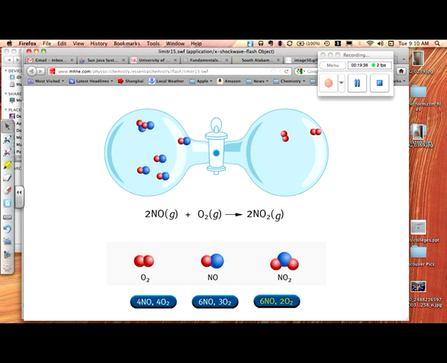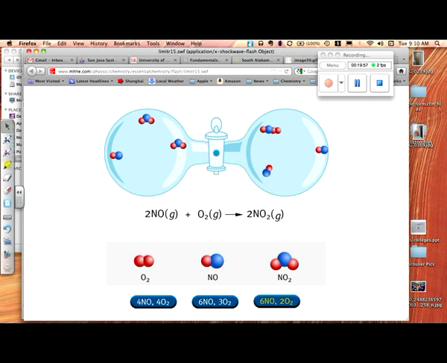Nitric oxide and oxygen gas are reacted in a 3 to 1 mole ratio. There are 6 molecules of NO in the left bulb and 2 molecules of O2 in the right bulb. The valve separating the bulbs is opened, allowing the gases to mix. The reaction occurring is 2NO plus O2, producing 2NO2.